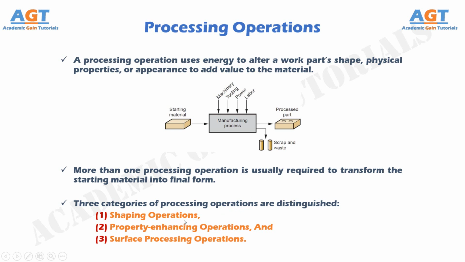The shaping operations alter the geometry of the starting work material by various methods. Common shaping processes include casting, forging, and machining. Property-enhancing operations add value to the material by improving its physical properties without changing its shape. Heat treatment is the most common example. Surface processing operations are performed to clean, treat, coat, or deposit material onto the exterior surface of the work. Common examples of coating are plating and painting.